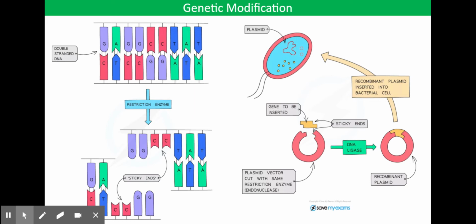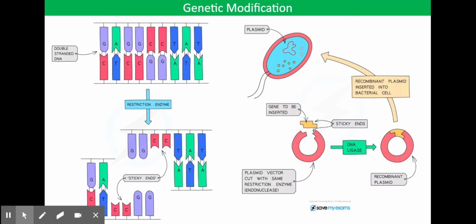So in order to incorporate the gene of interest into the vector, the same restriction enzyme must be used. That's so that the sticky ends of the gene and the vector will overlap via complementary base pairing, so that they can then be joined together by ligase enzyme. This also helps ensure the gene is inserted in the correct orientation.